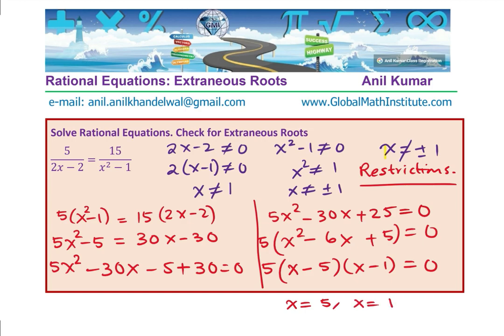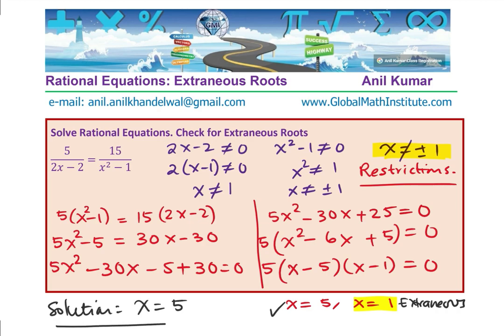However, if you notice the restrictions, then x equals 1 is an extraneous root, right? So this is extraneous. So the only solution is x equals 5, and therefore the solution is x equals 5. So in this particular case, we got one solution and the other one was an extraneous root. You get the idea. So that is how we actually solve rational equations and look for the extraneous roots.